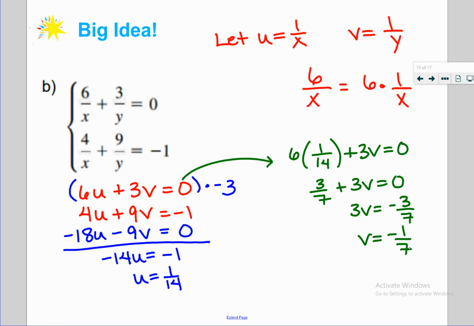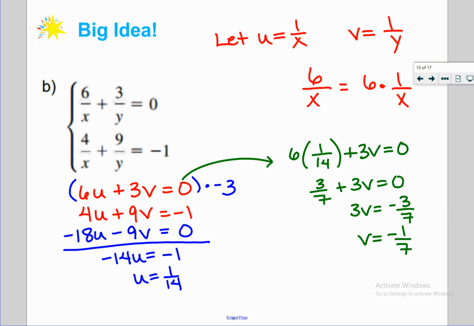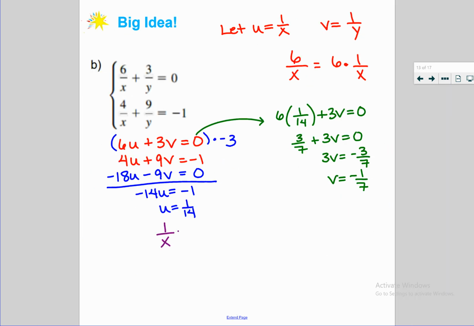Those are not our final answers. That's what u and v equal. Back at the top, we can use u to get x, and we can use v to get y. I can say, instead of u, 1 over x is 1 over 14. Because u and 1 over x are the same thing. So what does x have to be?